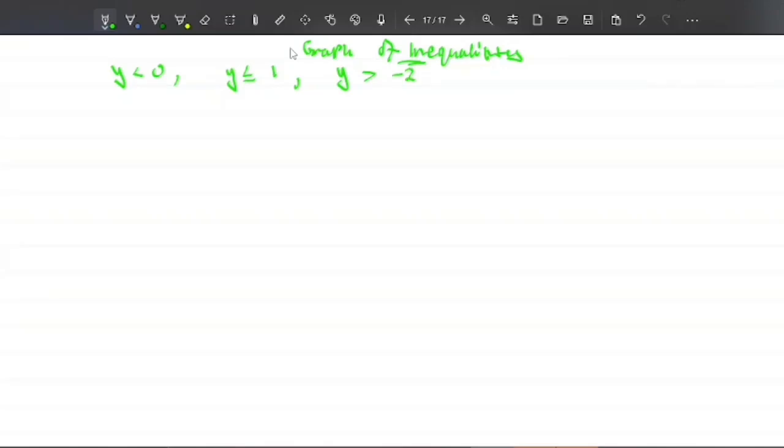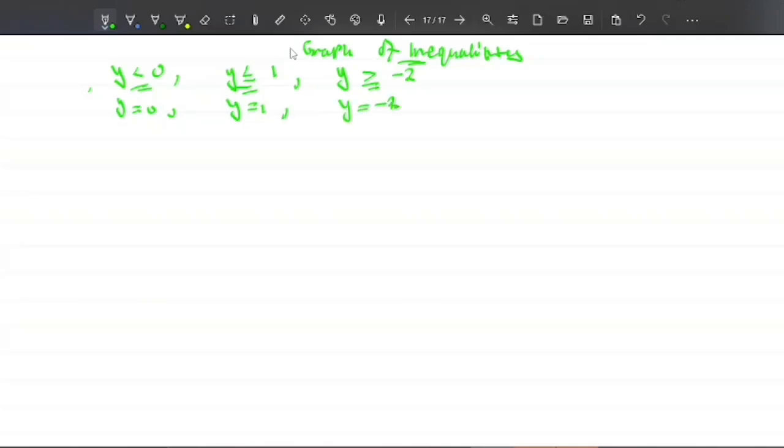We still apply the same rule for shading the region that is satisfied. If it is greater than, you shade above. If it is less than, you shade below the boundary line. What you're doing in each of these cases is very simple and direct. In this case, you take y equals 0, for this one y equals 1, and in this one y equals -2.